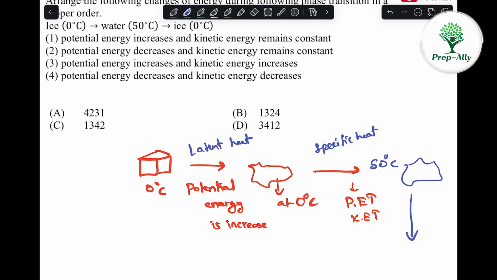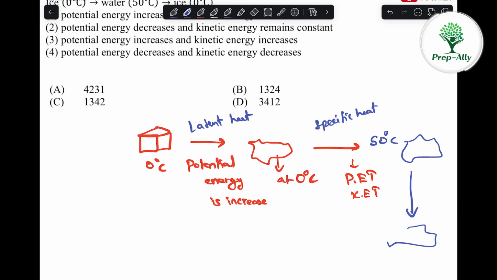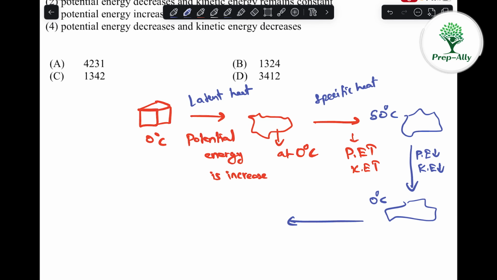And now again I am going to bring it to 0 degree water. And now what happens again? Potential energy will decrease and the kinetic energy will decrease, just the reverse process. And I'm going to make it a solid. Then the kinetic energy will remain the same, but the potential energy will decrease, because to make a bond it has to release energy, which means the system energy is going to decrease.